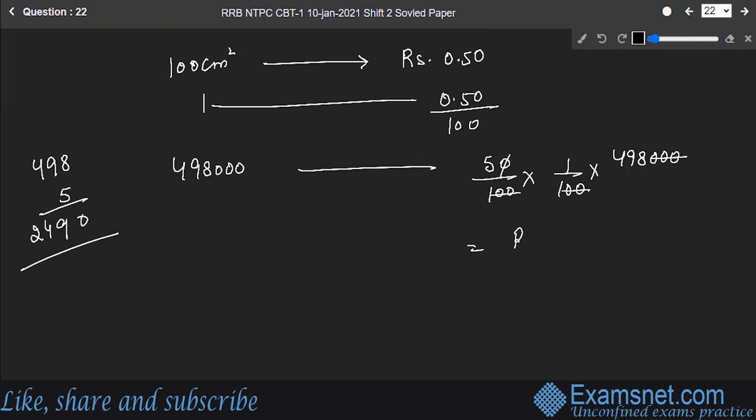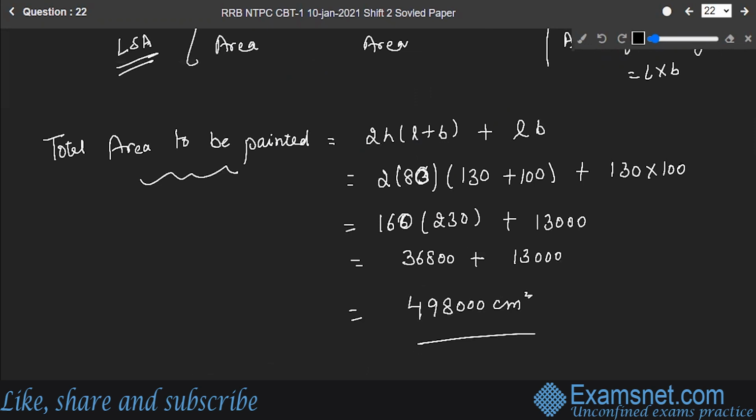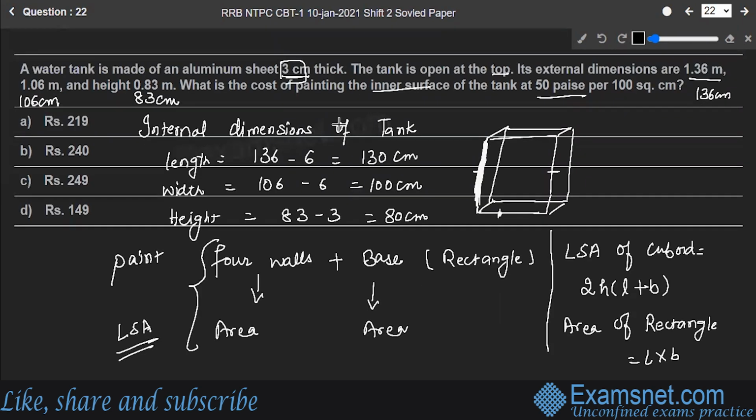So you have rupees 2,490 as the bill, right? So I don't have anything like that in the option. So there's a mistake actually. It is supposed to be 2,490, and option C will be the correct answer. But there's a modification. Do remember this. It's 2,490. Option C will be the answer to the question.